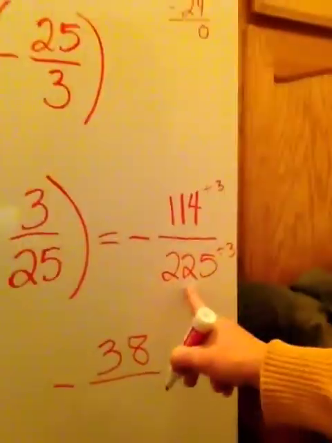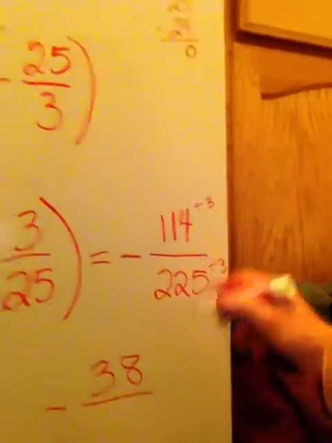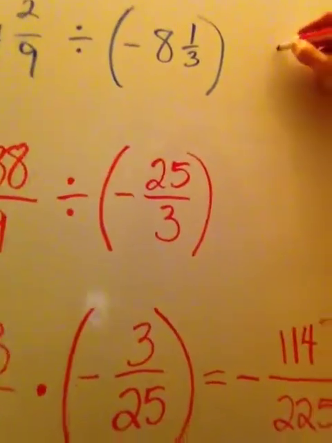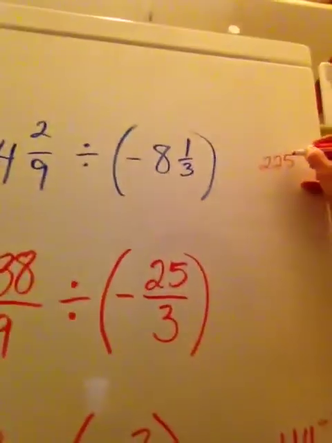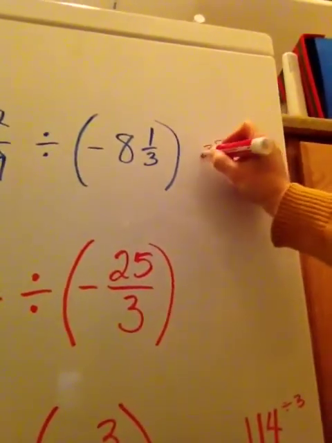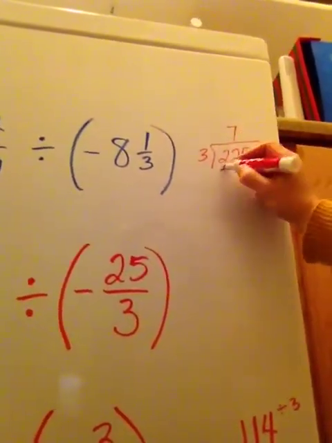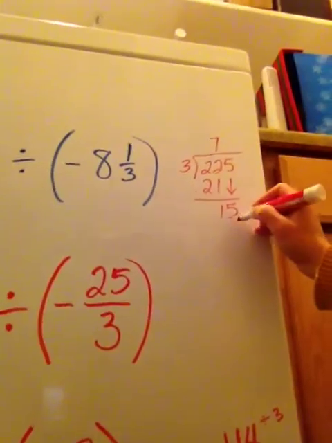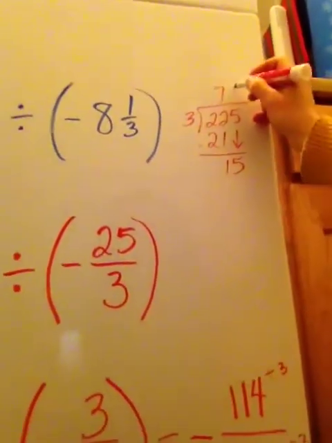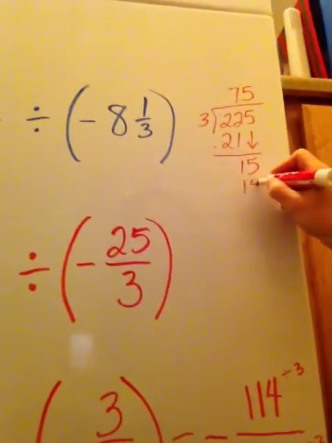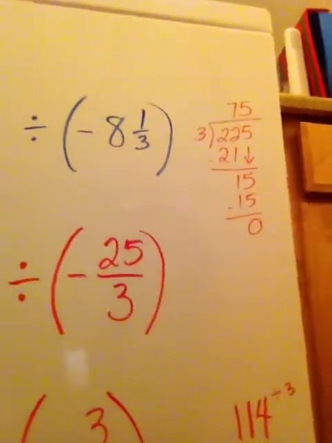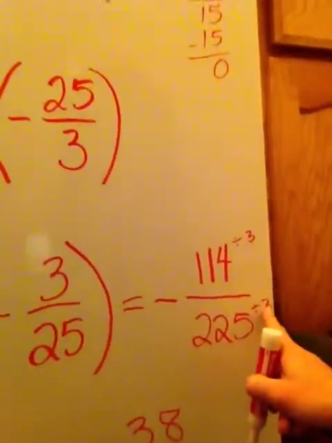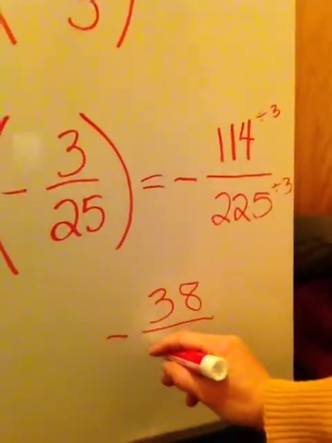And now I need to do 225 divided by 3. 3 goes into 22 7 times. 7 times 3 is 21. Subtract and then bring down your 5. 3 goes into 15 5 times. 5 times 3 is 15. Subtract. So it went 75 times. So 225 divided by 3 is 75.